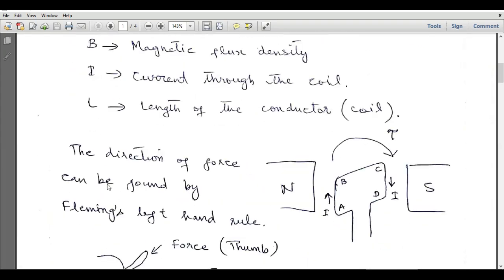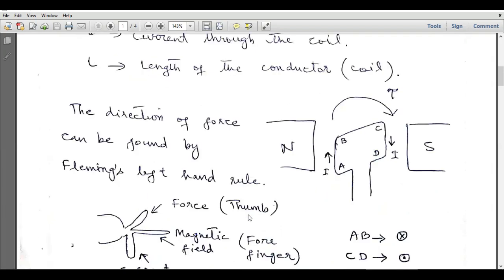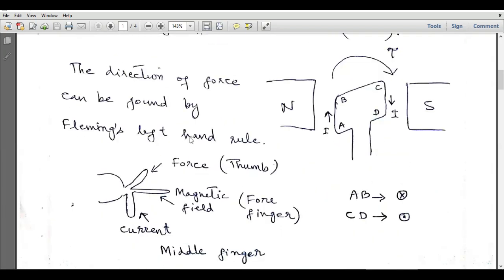The direction of force can be found by Fleming's left hand rule, which states that if the forefinger is placed in the direction of magnetic field and the middle finger is pointed in the direction of current, then the thumb will indicate the direction of the force which is exerted on the conductor, right?